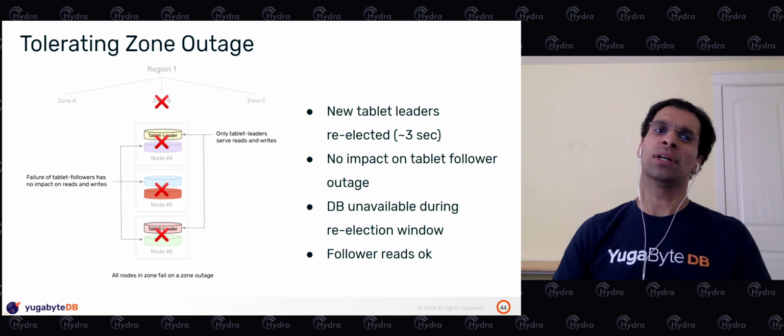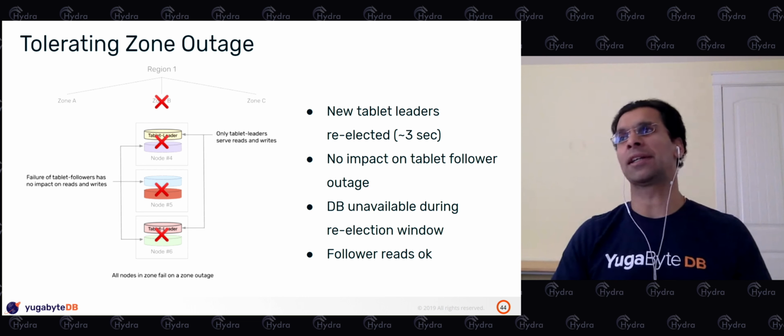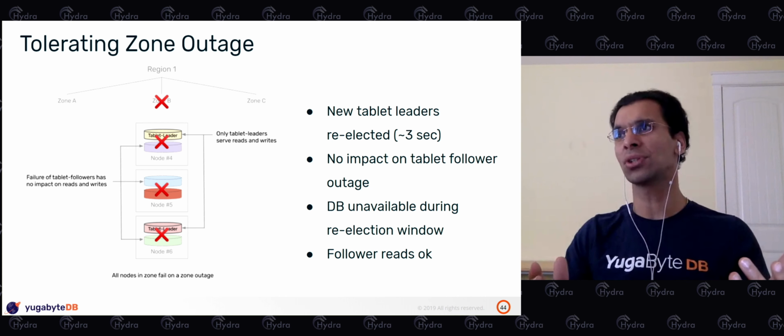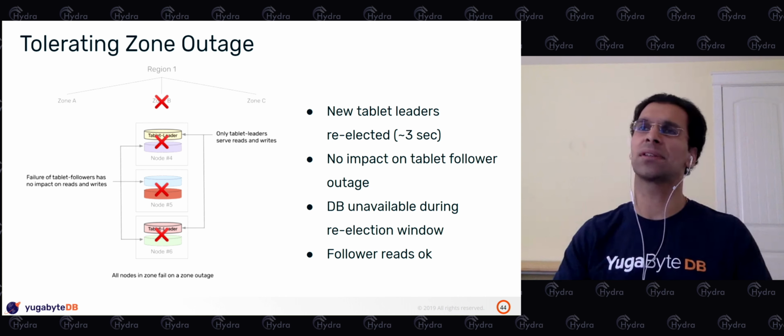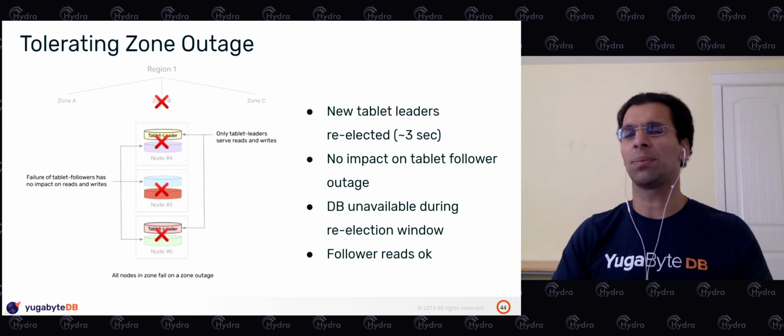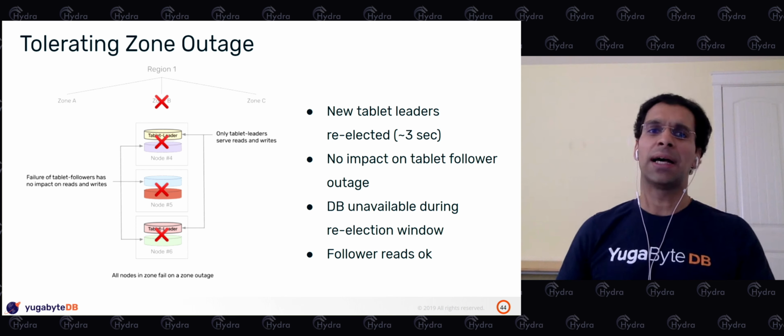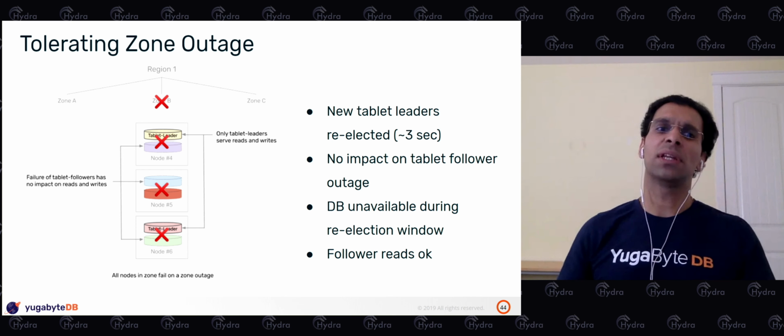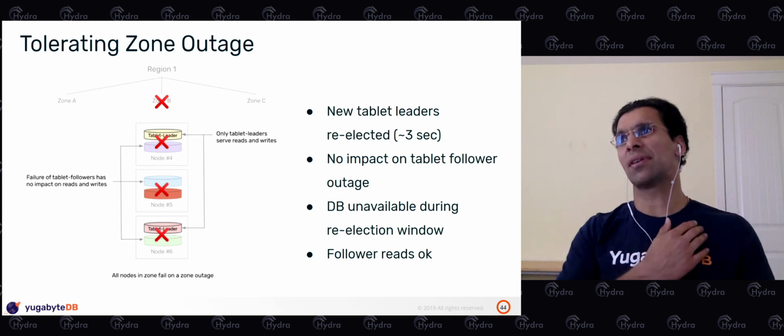The other 4 followers don't have any impact because they vote on writes. They may have some impact on the write latency depending on where their locations are and so on, but it really has no impact on the operations of the cluster, right? Now, when a leader fails, a new leader has to get re-elected. It's a part of the Raft protocol.